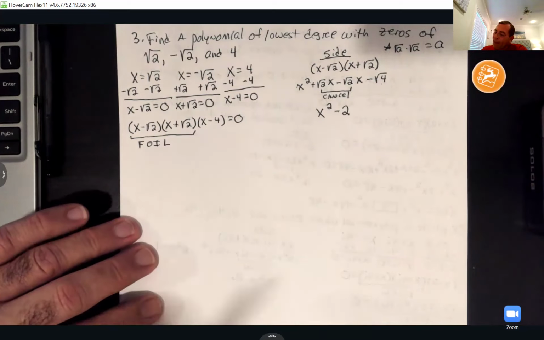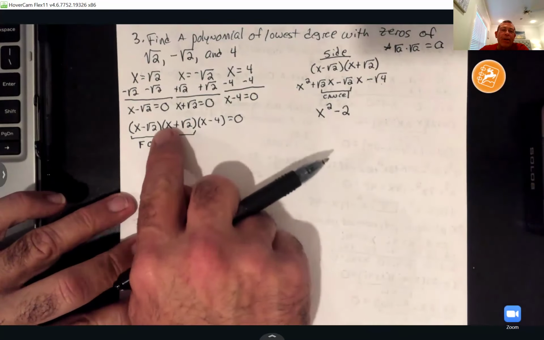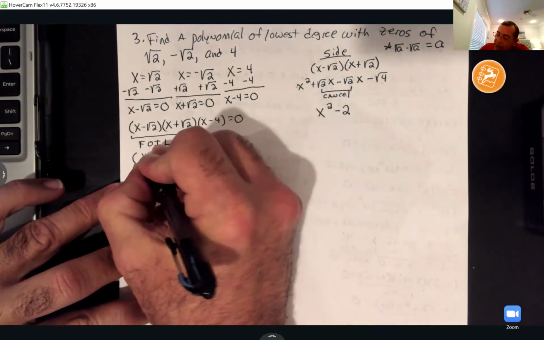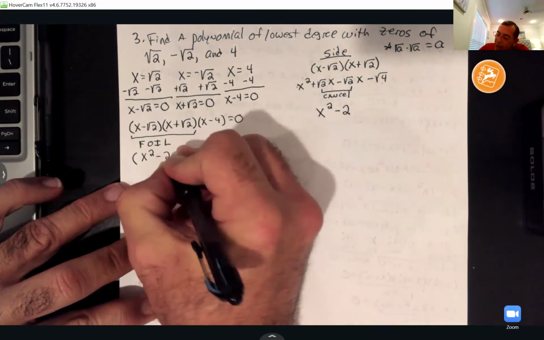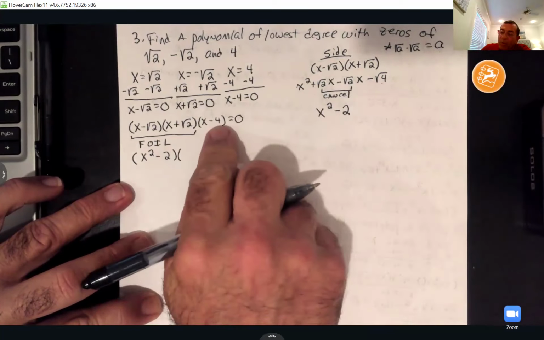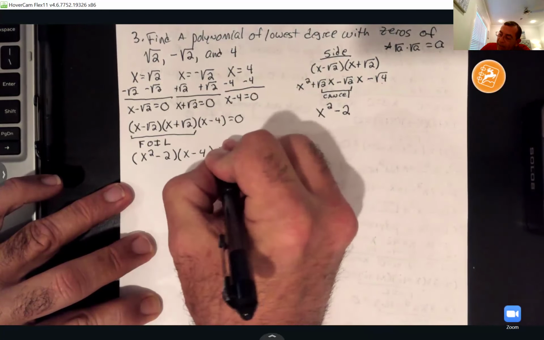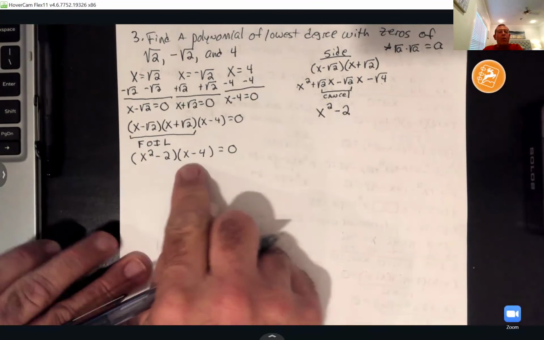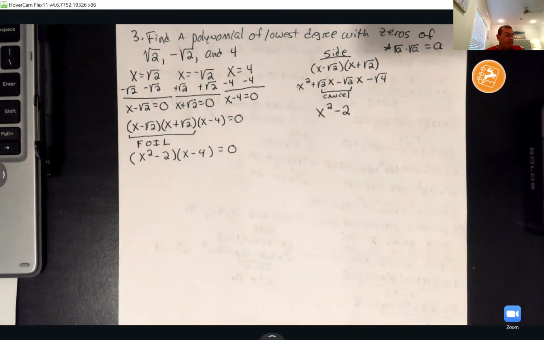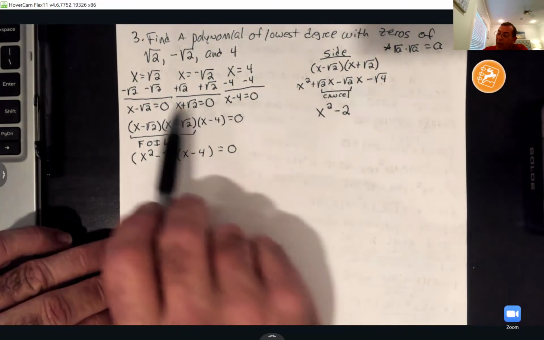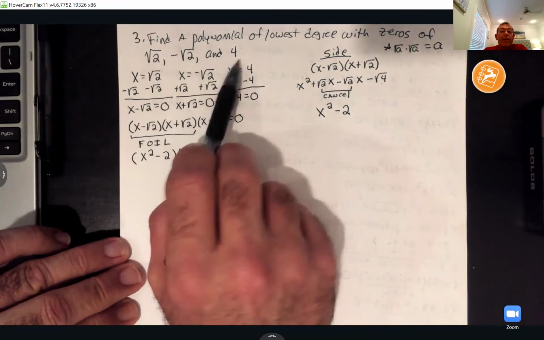Okay? Now, we can't go no further, so we're going to replace the first 2 with that. So I got x squared minus 2. And now we're going to multiply that by that x minus 4 at the end. And once we FOIL this, we'll be done. All right, y'all, let's see what we get. We know we got to end up with a 3 because those were 3 zeros.